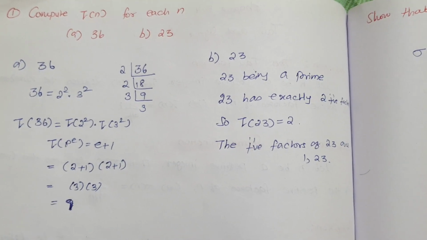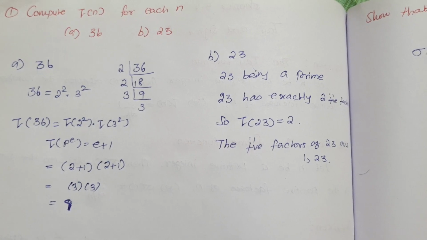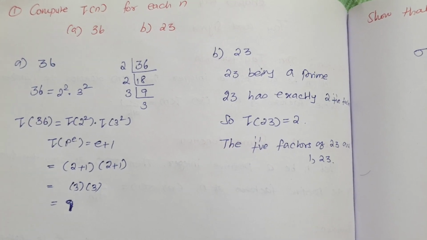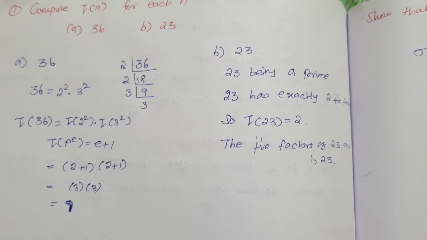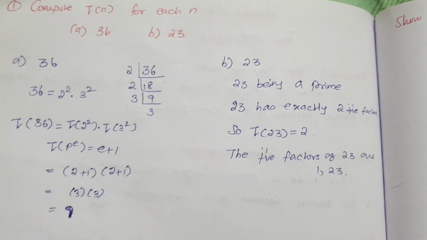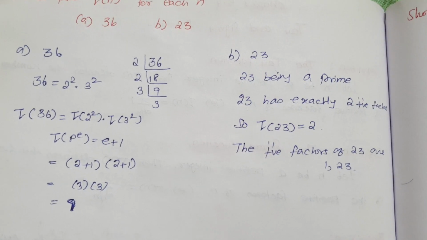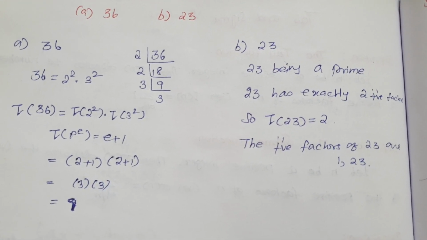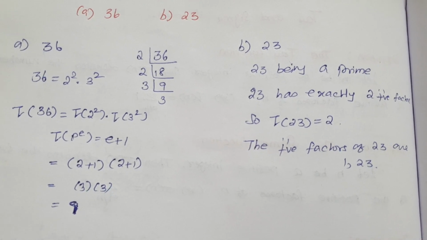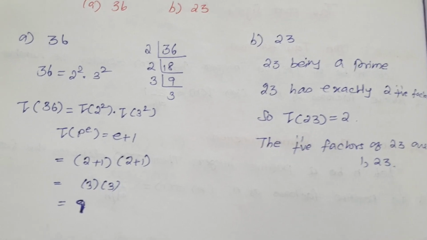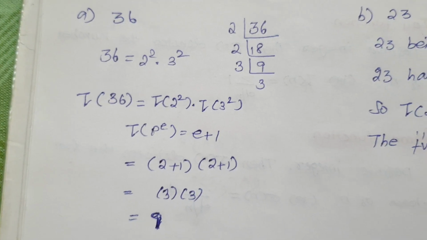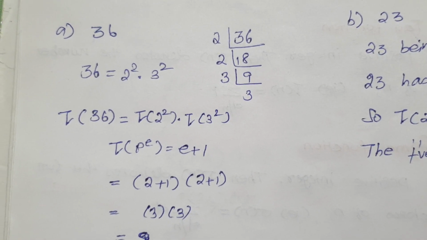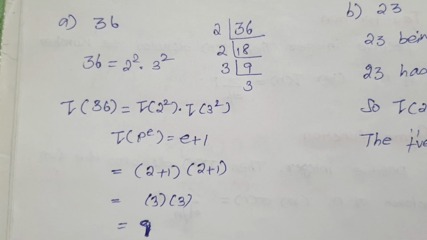This first problem asks to compute the tau of n value for n equal to 36 and n equal to 23. When n equal to 36, first let us find how to decompose this 36 in terms of prime factors. By the decomposition method, you can write 36 as 2 squared into 3 squared.